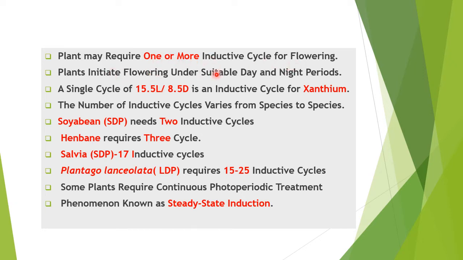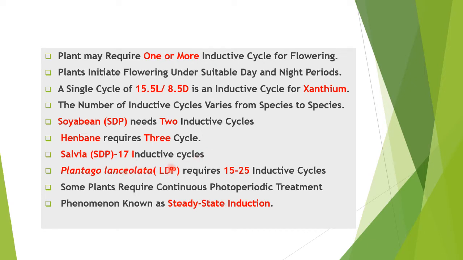Plants initiate flowering under suitable day and night periods. A single cycle of 15.5 hours light and 8.5 hours darkness is an inductive cycle for Xanthium. The number of inductive cycles varies from species to species. Soybean is a short day plant. It needs 2 inductive cycles. Henbane requires 3 cycles. Salvia is a short day plant. It requires 17 inductive cycles.